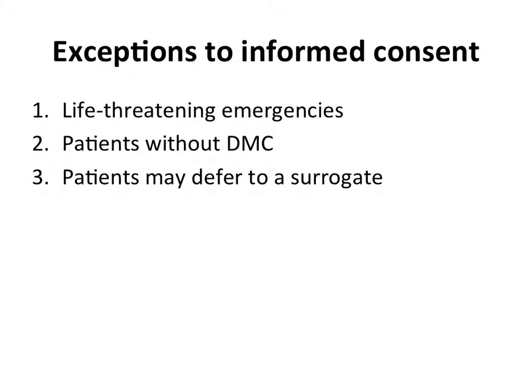There are essentially 3 situations in which you don't need the patient's formal informed consent for treatment: in life-threatening emergencies, when the patient lacks decisional capacity, in which case you must get consent from a surrogate, and when a patient refuses to provide consent, preferring that a surrogate make the decision for them. As you know, preferences about medical decision-making differ across families and cultures, and there are certainly patients who defer to others for their decision-making. We should support that.